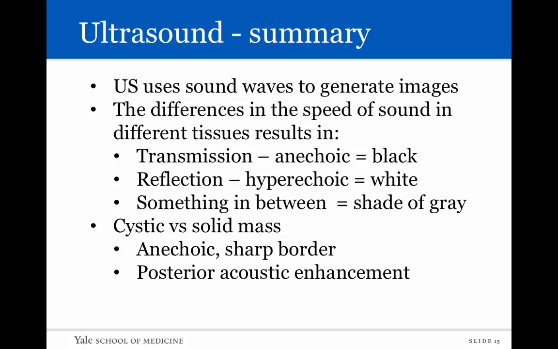The sound waves can go through the tissue completely, in which case that tissue appears anechoic or black. They can be completely reflected at that tissue interface, in which case that tissue looks hyperechoic or white. And often you'll see something in between, so you see different shades of gray. We've also covered what a cystic mass and a solid mass look like on ultrasound. Cystic masses will have sound waves that go right through them, so they will appear anechoic. Their borders will be very sharp, and behind that cystic mass, the soft tissues will appear relatively brighter.